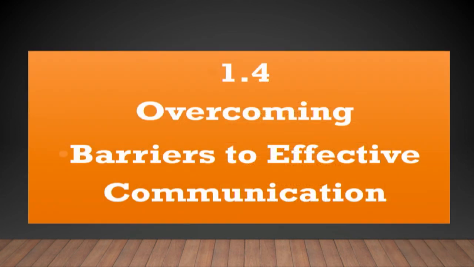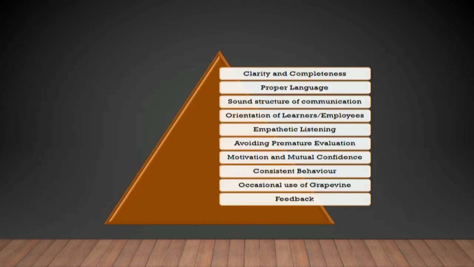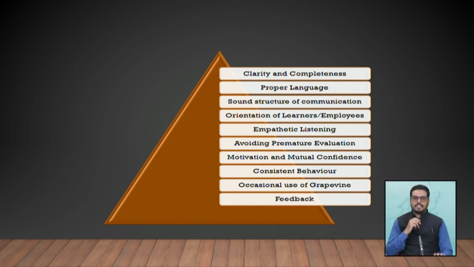So, friends, this is the last lap of our topic. We have discussed barriers. Now, let us know how to overcome those barriers. As you can see on your screen, the first thing is be clear and be complete. Second, use proper language. Third, sound structure of communication has to be very good. Fourth, orientation of learners or employees needs to be done. Before taking up any session, they should be oriented about the topic in general.